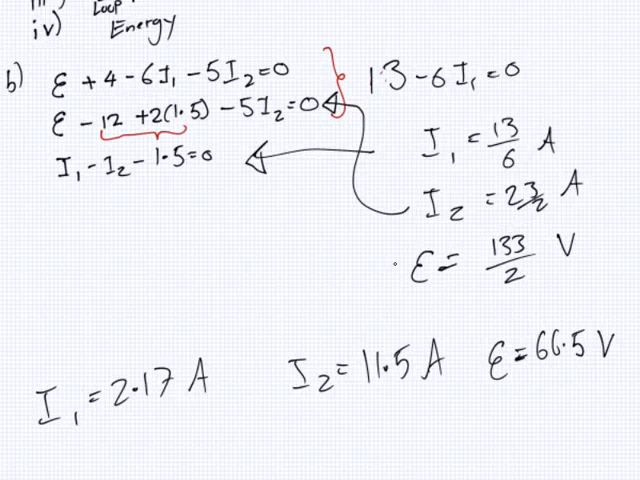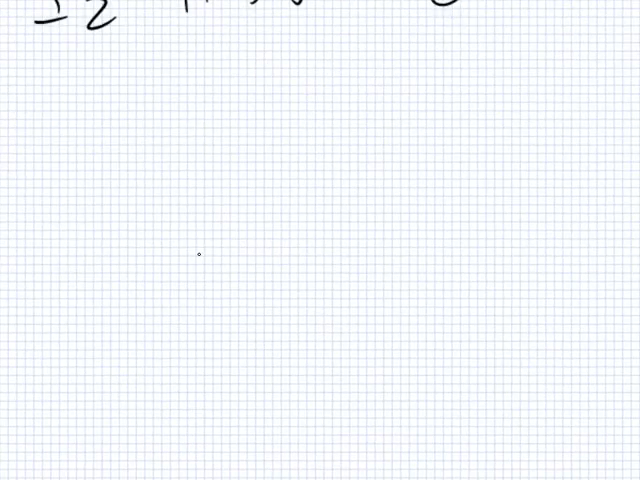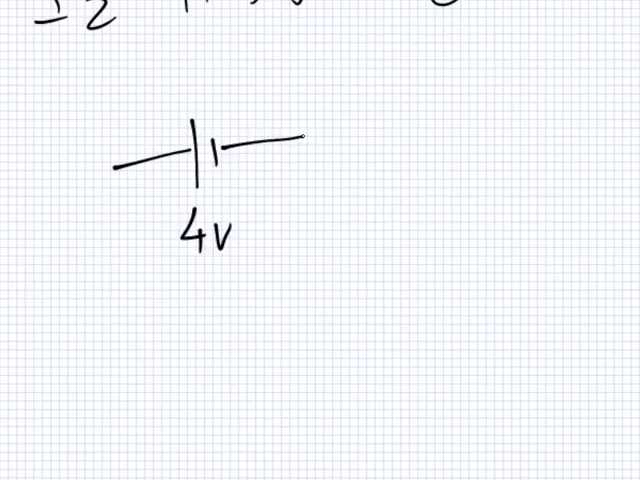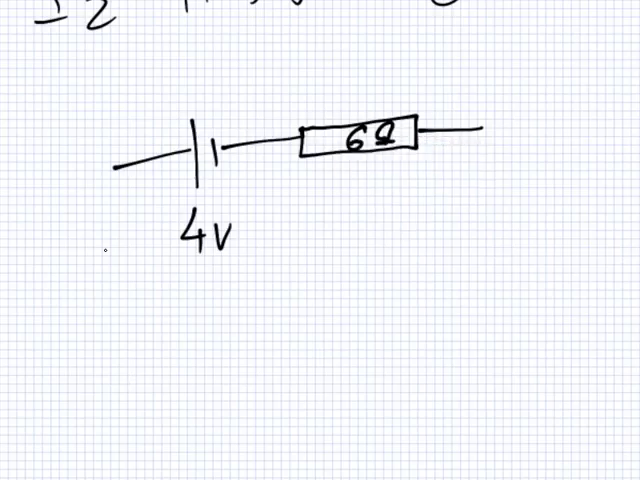What's the voltage between B and A in the diagram? It says B and A. Right, let's have a look. Basically they have this picture. This is 4 volts, and this here is 6 ohms. And which way is the current going? It's going to the right. So the current goes along to the right.